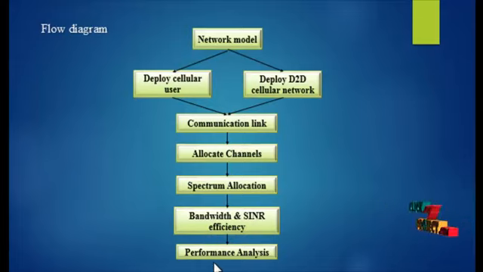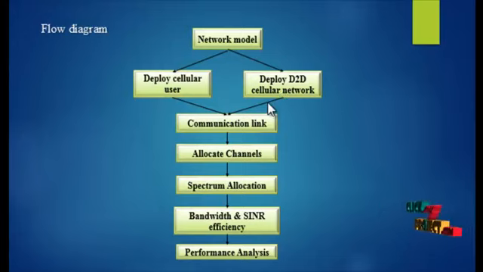Finally, we calculate the performance analysis. In the performance analysis, we calculate the average number of users, the outage probability and the BER estimation. We calculate these using MATLAB software. In the paper, the simulation process is done in OPNET, but in our process we use MATLAB. The performance analysis is done by calculating the outage probability. In the network model, we deploy the D2D, that is device-to-device communication, and cellular users.